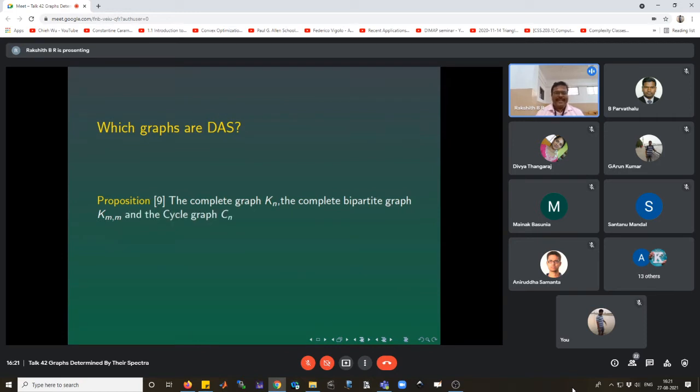And also the cycle graph. Again, this is straightforward, because from the adjacency spectrum we can get to know whether the graph G is regular or not. Any graph which shares the same spectrum as the cycle C_n must be regular of degree 2, and hence it must be a cycle.